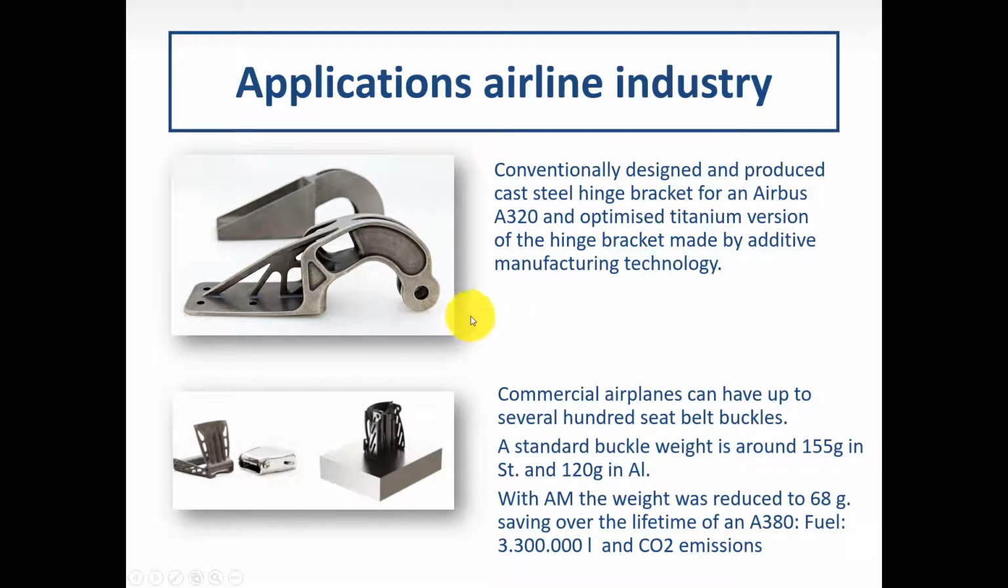Of course, these are prototypes still, but they are testing. So here on top, we get to see a bracket, a hinge bracket for an Airbus, and you can see how it has been optimized. And this is a titanium. And optimized means it keeps the properties of the specifications of strength, and yet with lower weight.